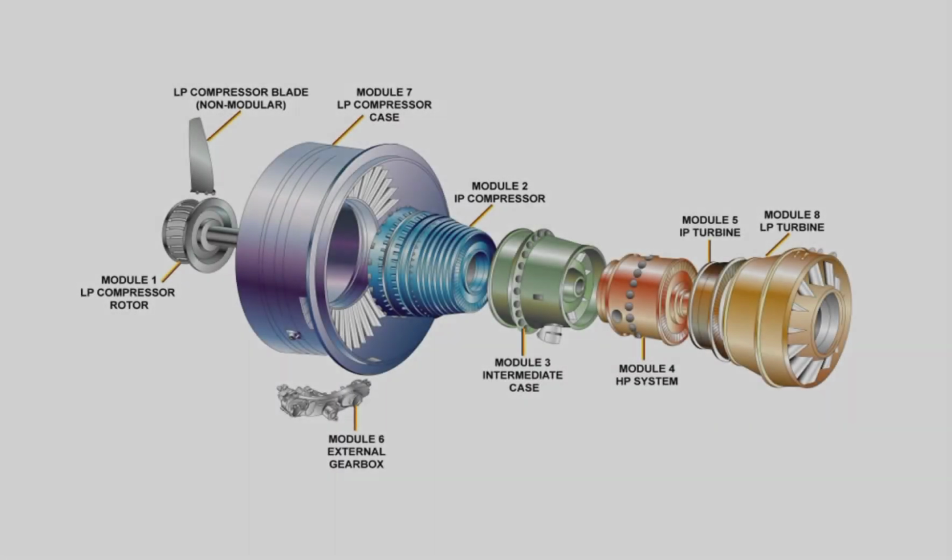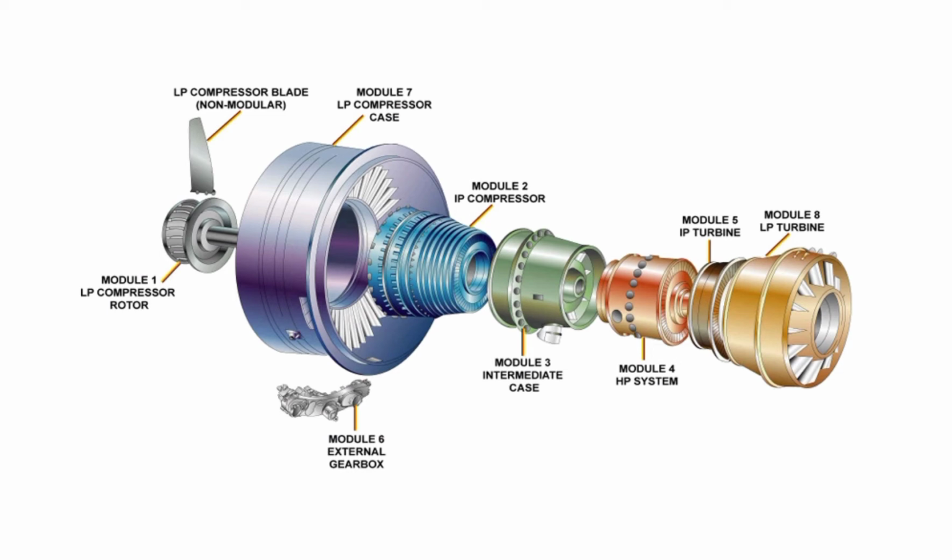The bare engine is an assembly of primary units, which are identified as modules. These modules can be independently replaced in shop and re-specified as follows. Point 1. Low pressure LP compressor rotor. Point 2. Intermediate pressure IP compressor. Point 3. Intermediate case.